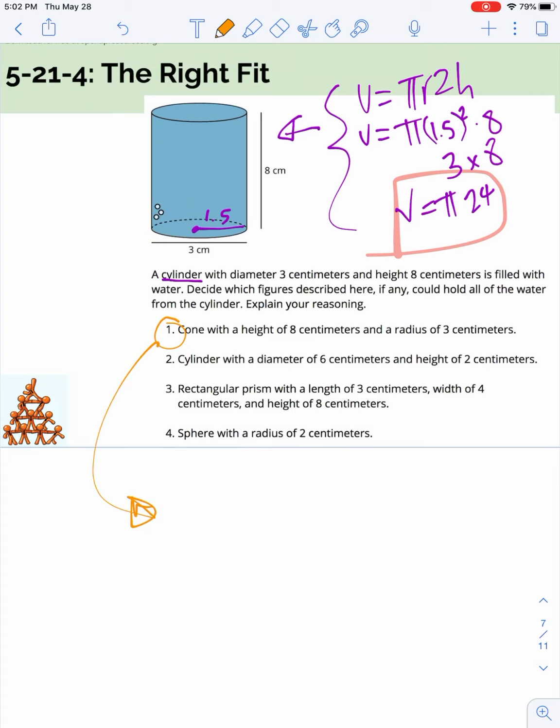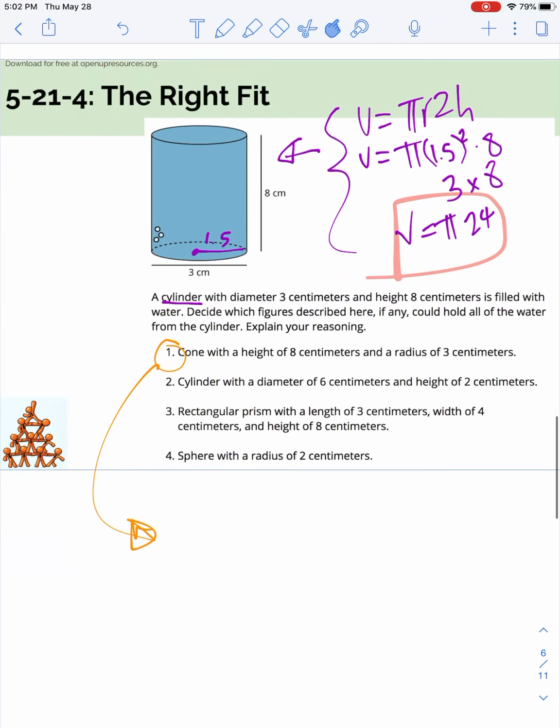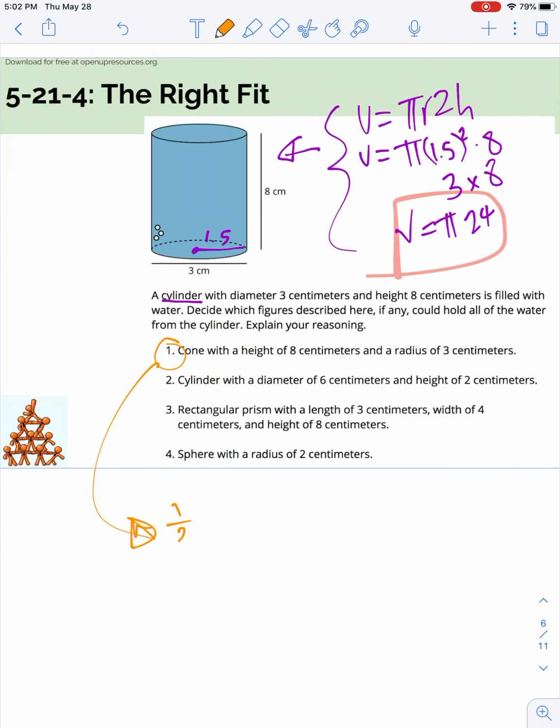A cone with a height of 8 centimeters and a radius of 3. So I think a cone is the 1/3 formula: 1/3 pi r squared times height. Okay, so radius is 3 and height is 8. So 1/3 pi 3 squared times 8.